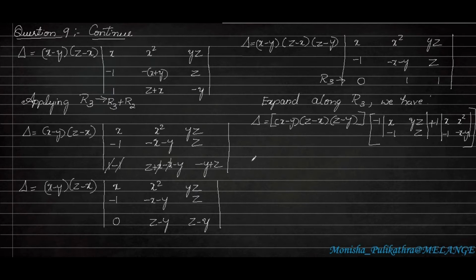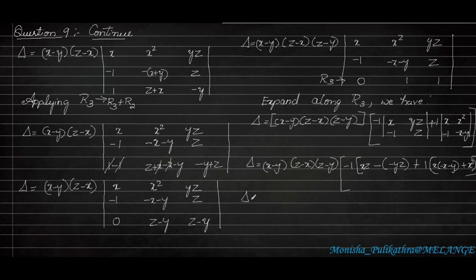Next, delta is equal to x minus y, z minus x and z minus y. Next is minus 1 into, it is the subtraction of the product of the diagonal terms. So xz, subtraction means here minus is there. So minus of minus yz plus 1 into the product here. So x into minus x minus y. Here minus is there, so minus and minus becomes plus x square.